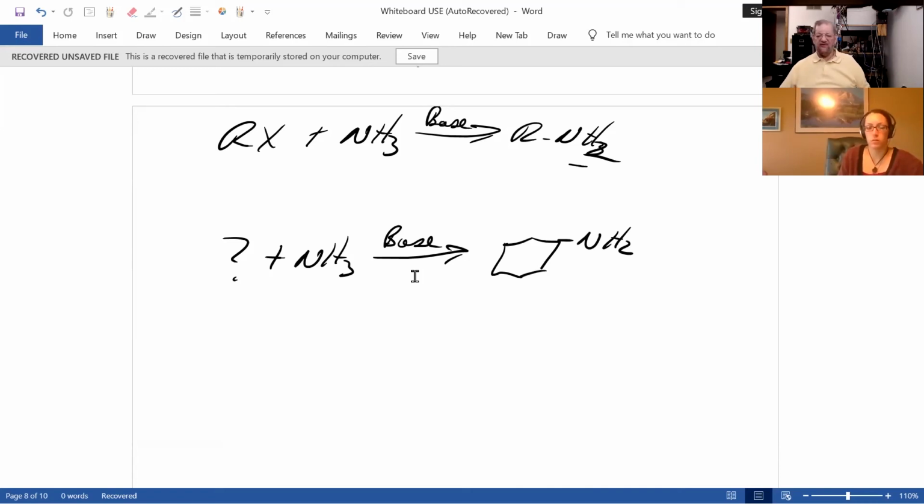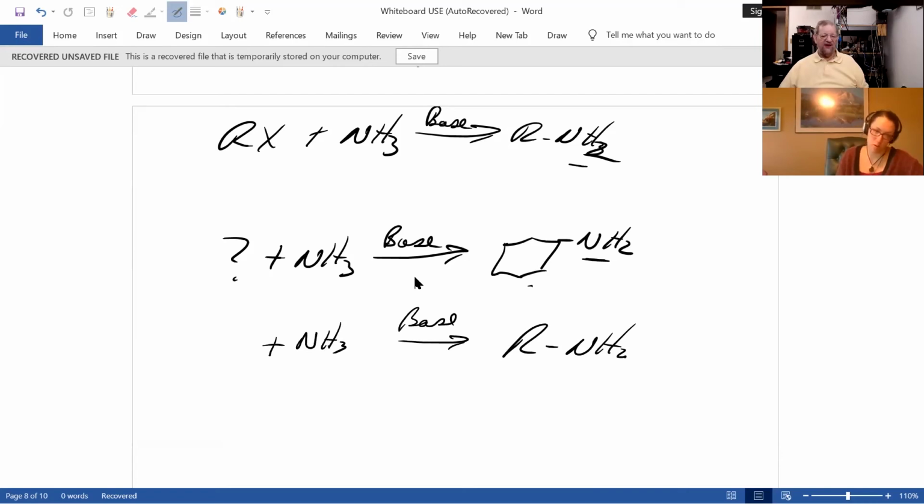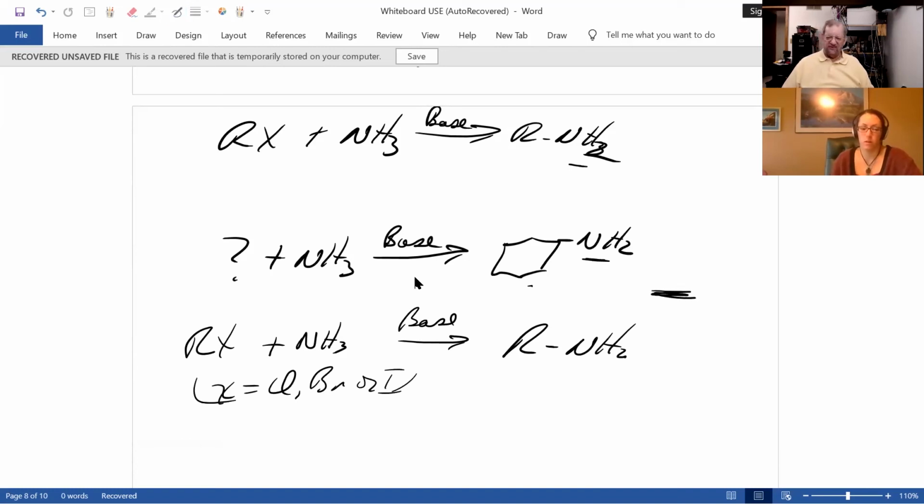All right, if we look at this, what's different? Ooh, nitrogen on a carbon. This is a primary amine. What do we react with base and ammonia to make that? An alkyl halide, where X is chlorine, bromine, or iodine. Now, since I don't tell you what acid you'd be neutralizing, you can use any of these as X.